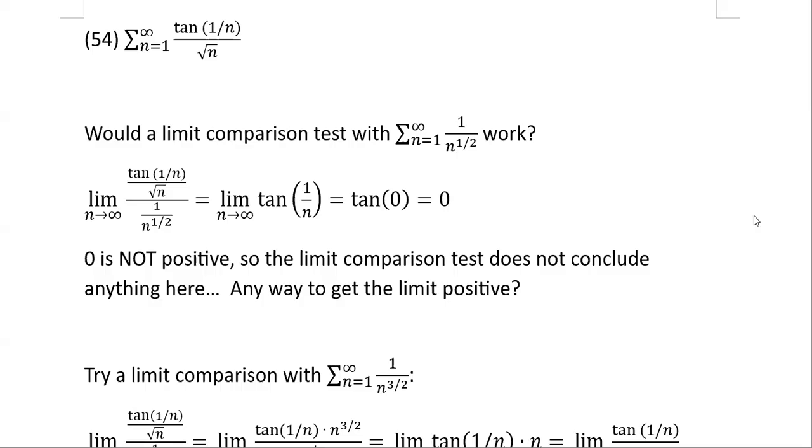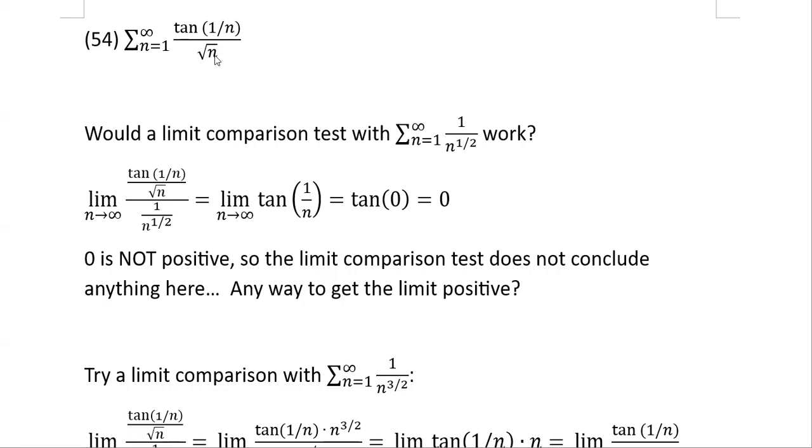Can we use the test for divergence here? If we take the limit as n goes to infinity, well, tangent of 1 over n, as n gets bigger, goes to 0, right? So tangent of 0 is 0. And then 1 over square root of n as n goes to infinity approaches 0 as well. So the test for divergence doesn't help us here. The limit is 0. Okay, so what's next?